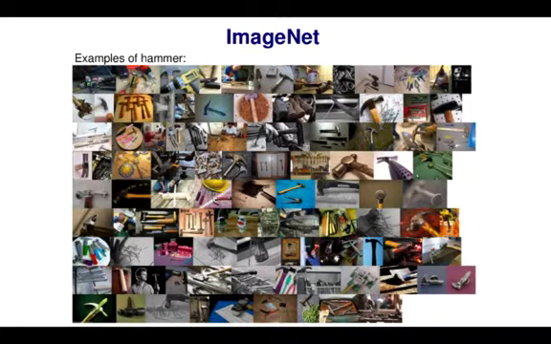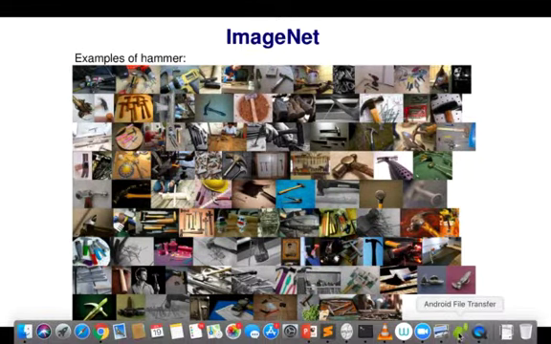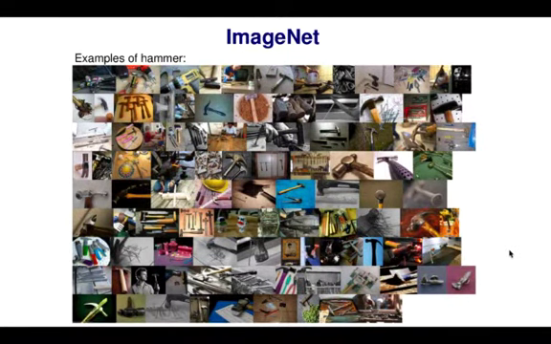So the annotator is asking binary questions: is this a hammer or not? Is this a hammer or not? to actually collect the data set. Now notice that, as a learning problem, it is extremely challenging to learn what a hammer is from these types of images. What is wrong with this? It's an extremely challenging problem to learn what a hammer is from this.